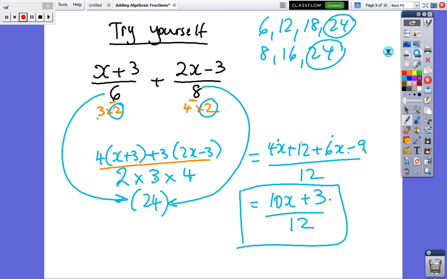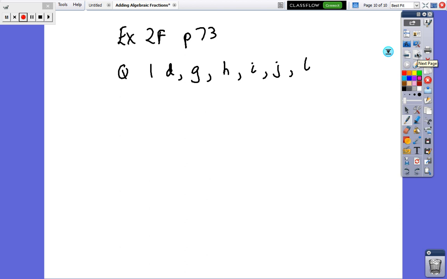Okay. And these ones here are the exercise, and these are ones that just have plus signs, so we're not doing subtraction, so these ones hopefully will be okay.